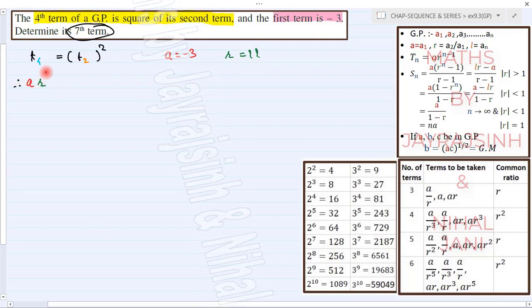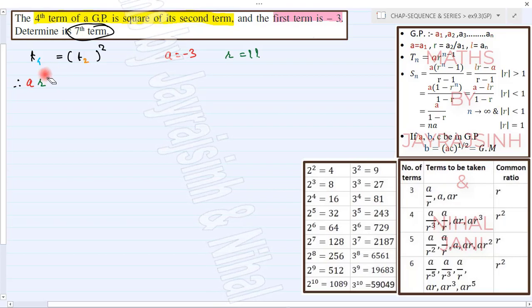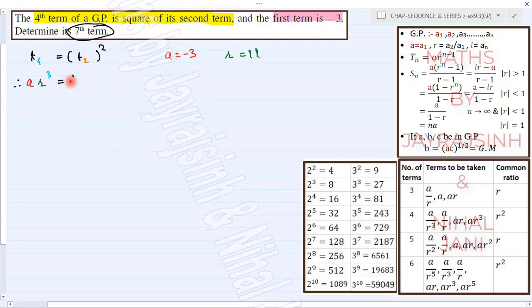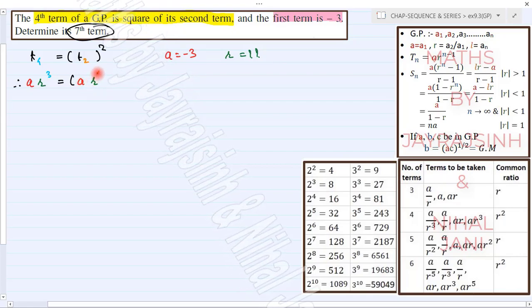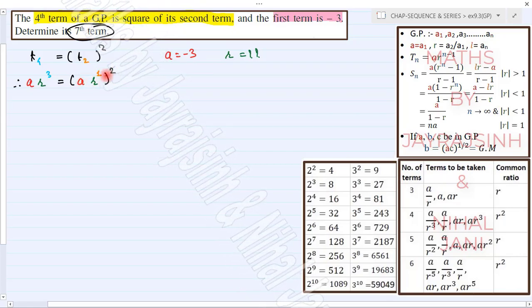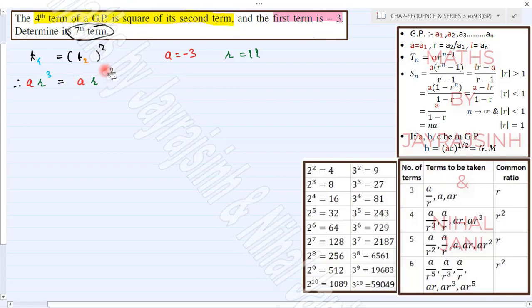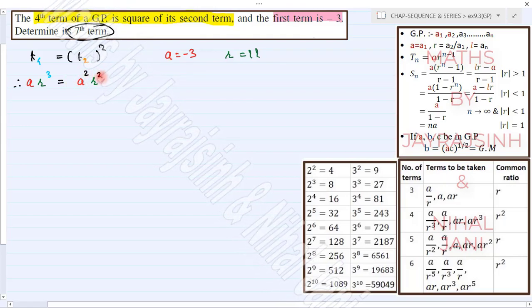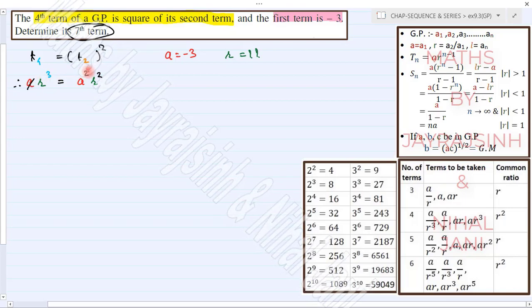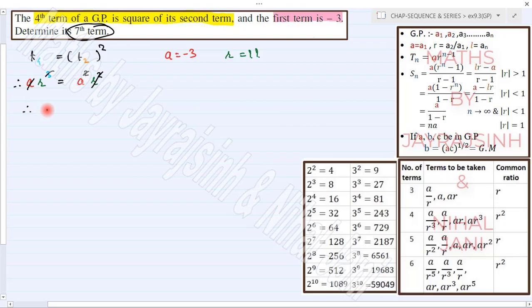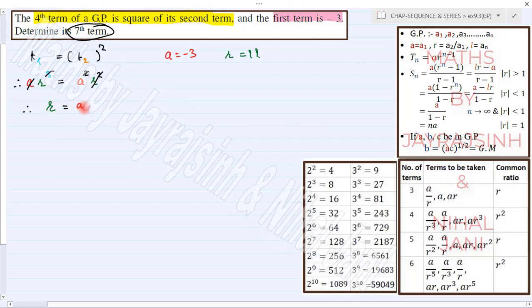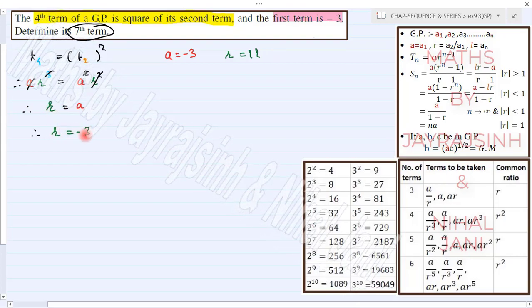So on the left hand side we'll get 4 minus 1, or we can say 3, and on the right hand side the second term will be AR raised to 2 minus 1, or we can say 1, the whole square, which can be simplified as A square and R square. So 1 power of A will cancel out and 2 power of R will cancel out, which will give us R is equal to A. R is equal to -3.